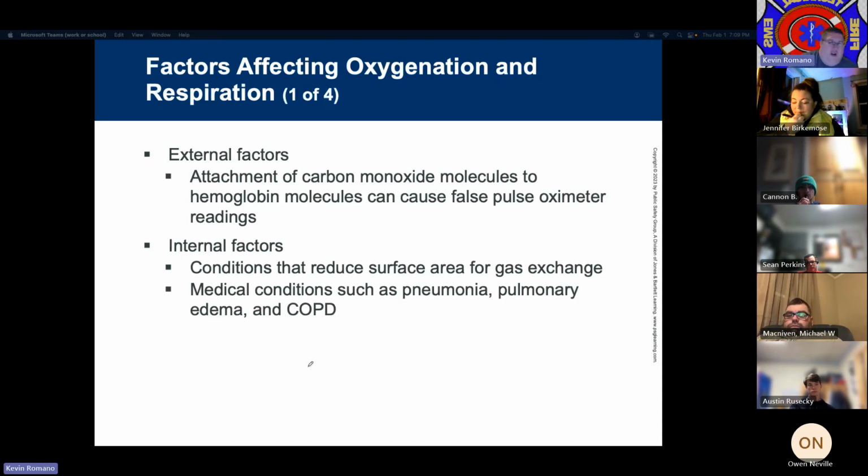So other factors affecting oxygenation and respiration. External factors will be attachment of carbon monoxide molecules to the hemoglobin. Those molecules can then cause false pulse oximeter readings. Patients with CO poisoning can give you false readings. This is why it's so important that you have RAD 57s or have the ability to monitor SPCO on your cardiac monitors. Because you may have an SpO2 of 99%, but they're not oxygenating. There's just so much carbon monoxide, you have to give them 100% oxygen.